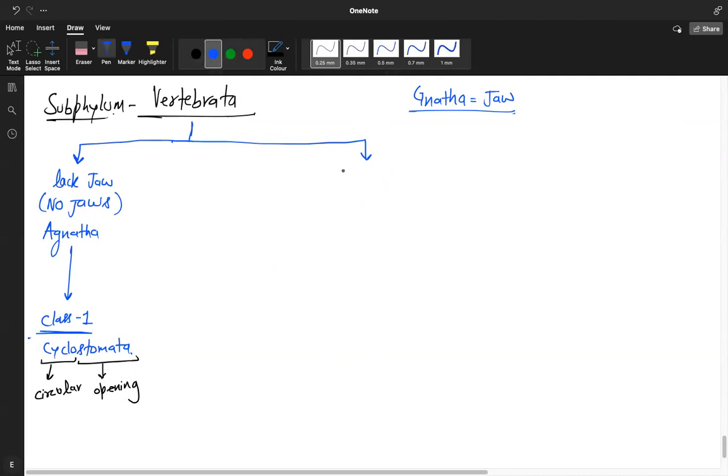If one does not have jaws, the other will have jaws. This is cyclostomata, just a circular opening without jaws. Now the next category is not agnatha. They bear jaws, or they have jaws. Now let me write.